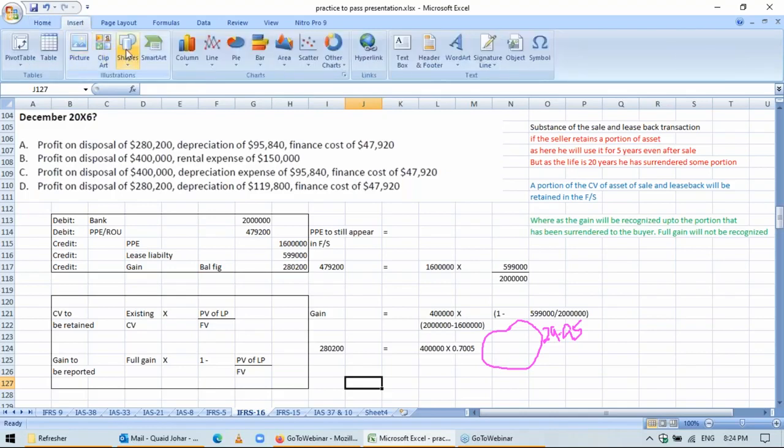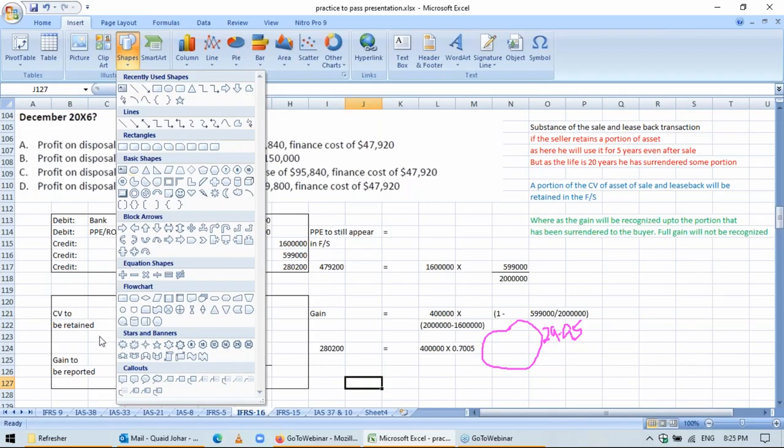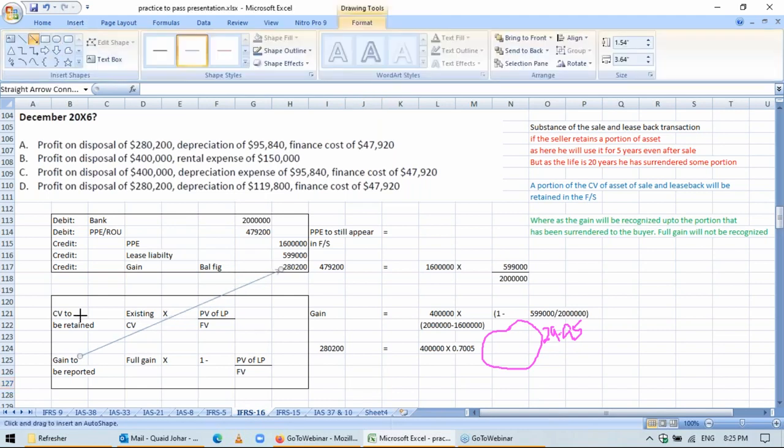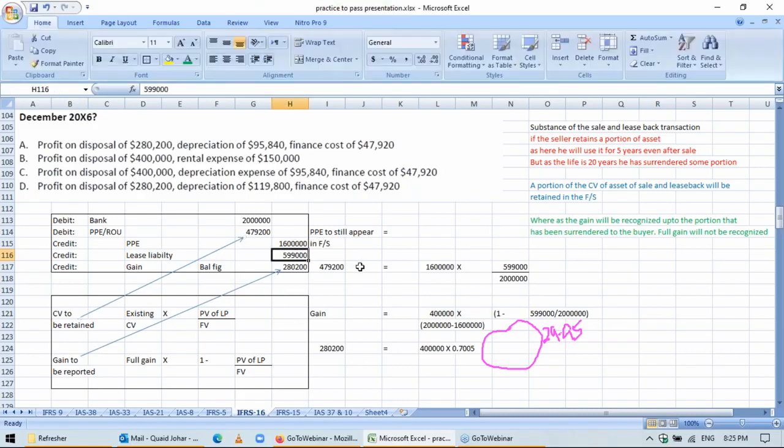So what I have done is I've used this formula to calculate the gain and this formula to calculate the carrying value, right? Which you can see over here on the right-hand side. And then other things are obvious. Lease liabilities 599,000. The asset being removed from the books will be at 16 lakh, right? And 20 lakh, the 2 million, was the cash to be collected. The most important things are these: the carrying value to be retained and the gain to be recognized.